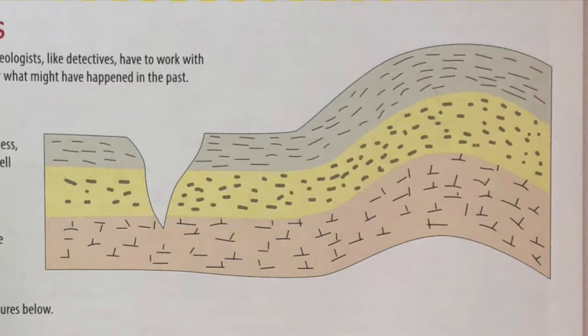The third event was probably that the layers were hardened by cementation and pressure. Finally, the canyon was eroded by water, such as a heavy rain. There are other possible sequences.